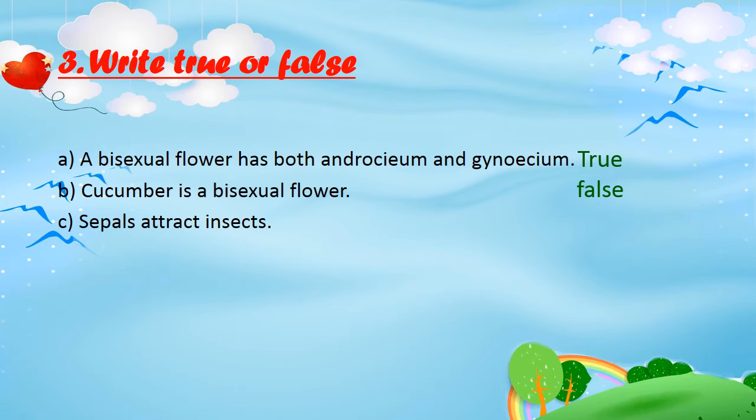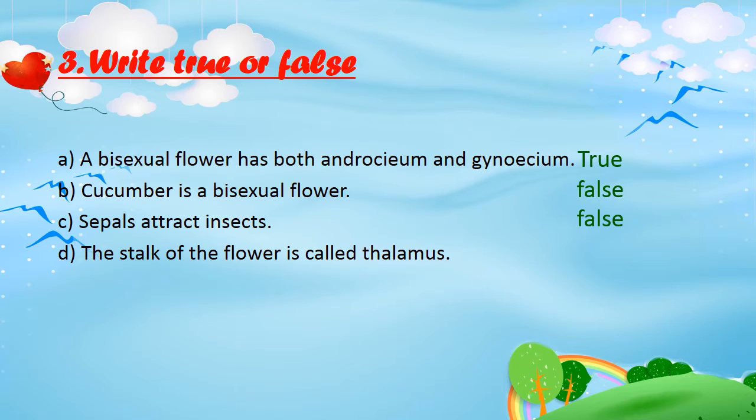Part C, sepals attract insects. So students, this is also false because petals attract insects, because they are very colorful. So write down false. Part D is the stalk of the flower is called thalamus. So this is also wrong because the stalk of the flower is called pedicel. So write down false.